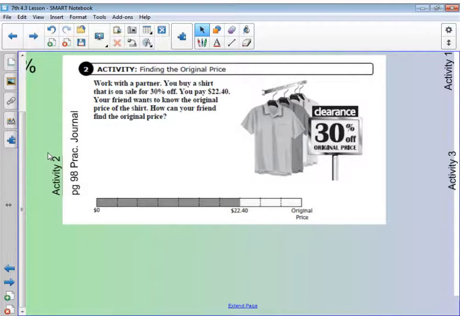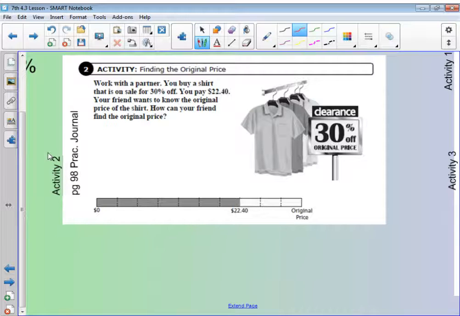So activity 2 says finding the original price. This is a little different. Before, we were finding out what the new price was when we had a decrease, and now we're finding out what the original price was. It says work with a partner. You buy a shirt that is on sale for 30% off. You pay $22.40. Your friend wants to know what was the original price of that shirt. How can your friend find the original price?